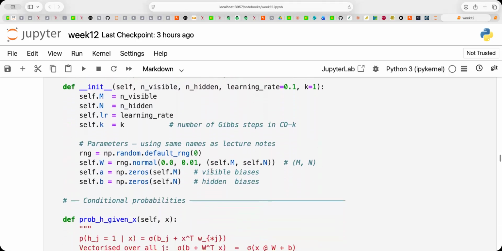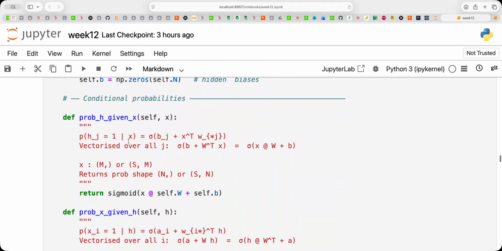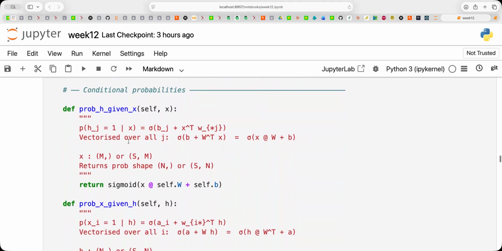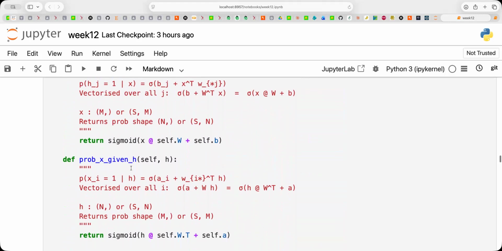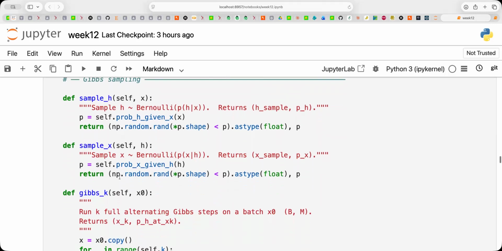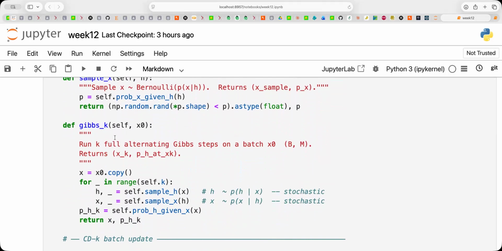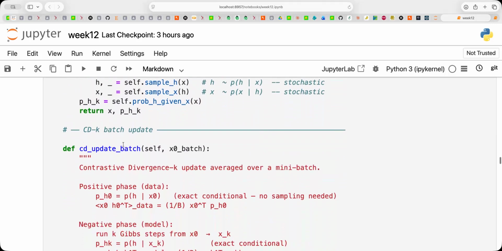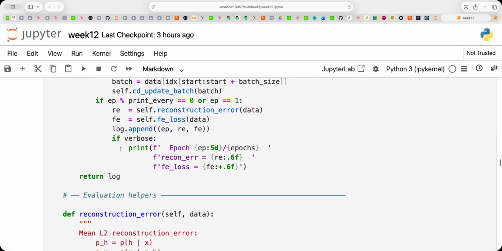So what follows here is just the coding of these functions. So probability of H given X. If you just look at the equations, you can see that the code actually implements the equation step by step. So you have X given H. You have the Gibbs sampling here. This is pretty straightforward. I sample X here. I have the calculation of the expectation value. This is the Gibbs K step. This is the update for different batches. And you can see the training part, which follows here.